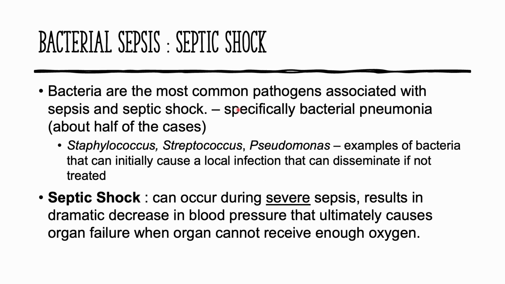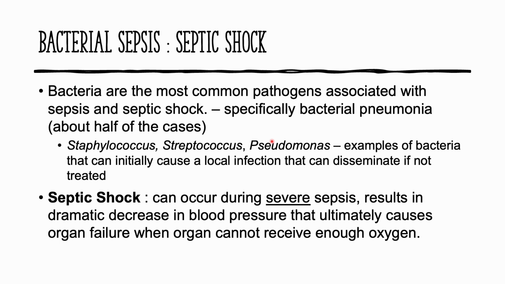Now we'll take the next few slides to talk a little bit more about bacterial sepsis, or bacteria in the blood. Bacteria are the most common pathogens that lead to sepsis and potentially septic shock. Specifically, bacterial pneumonia results in about half of those cases, where it can eventually evolve and lead to septic shock caused by that initial bacterial pneumonia infection.